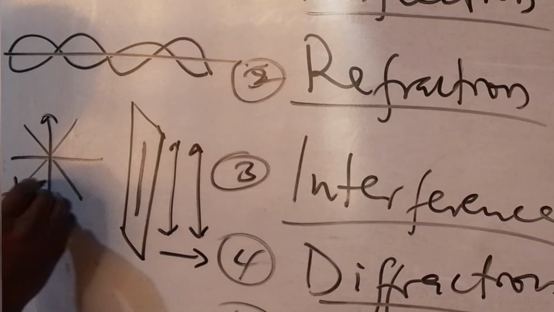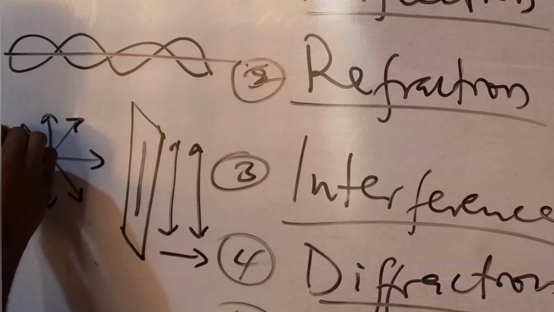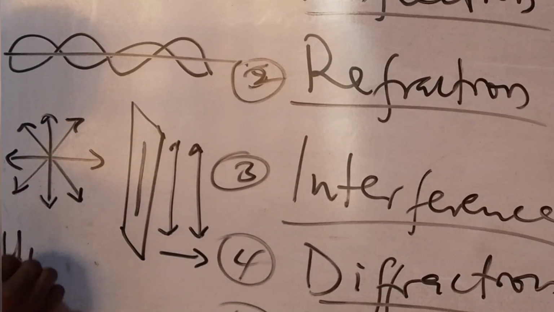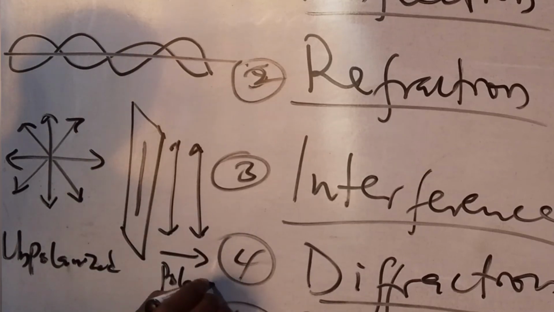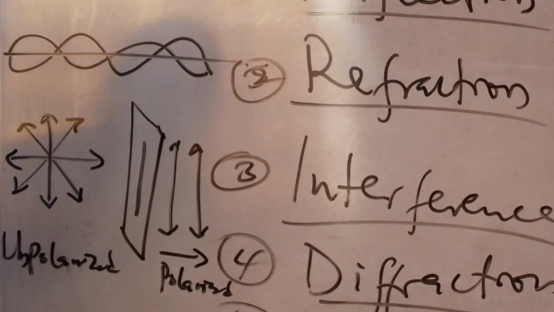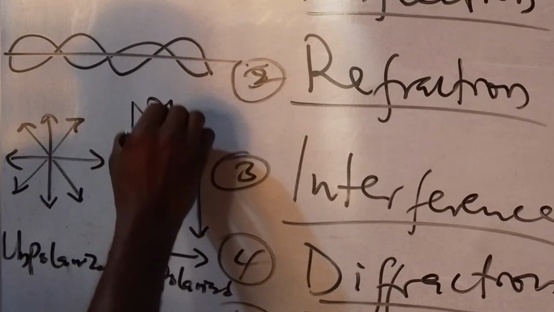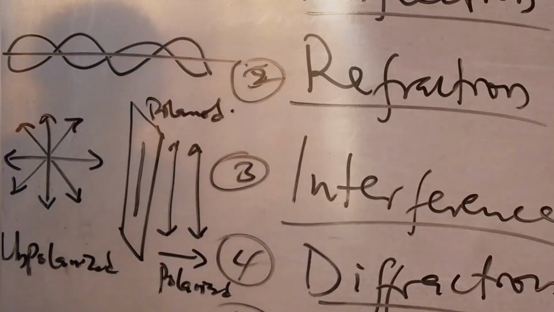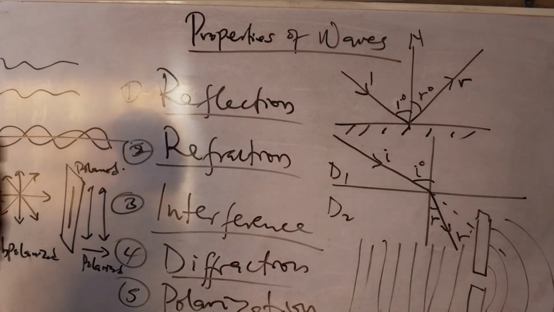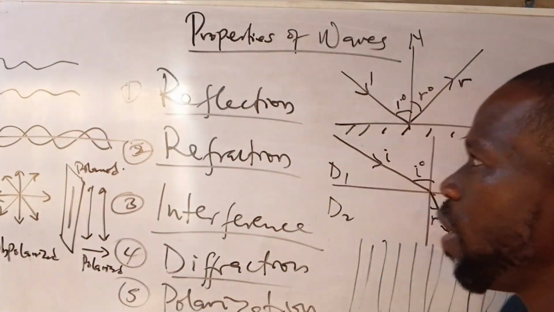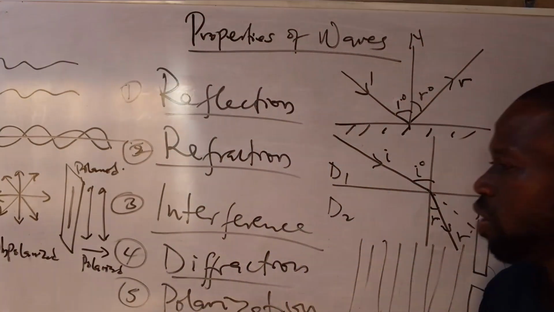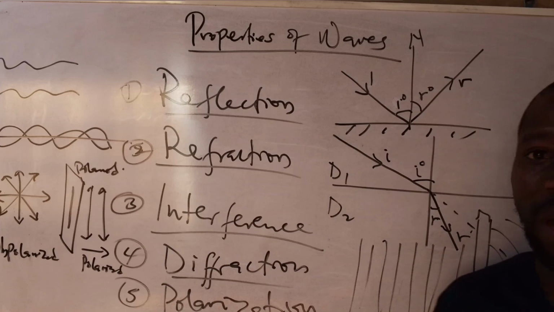So the ray that is coming travels in all directions. This is unpolarized light. Why is this polarized? So this is a polaroid. A fuller, more comprehensive class on polarization will be conducted. But just know that there are 5 key properties of waves: reflection, refraction, interference, diffraction, and polarization.